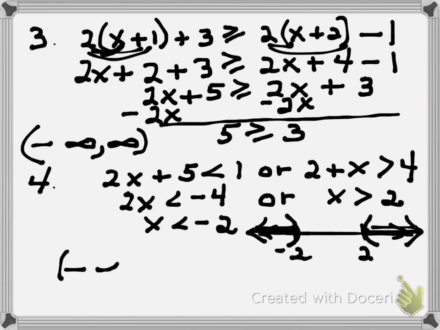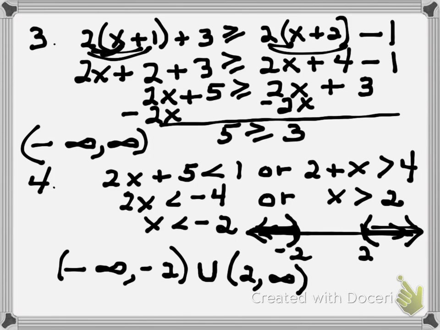It's from negative infinity to negative 2, exclusive of negative 2. That's the parenthesis. Union, that's what OR is. And then again, a parenthesis that goes from 2 to infinity. So it's a disjunction. It's an OR. The solutions are split. They're in two regions.